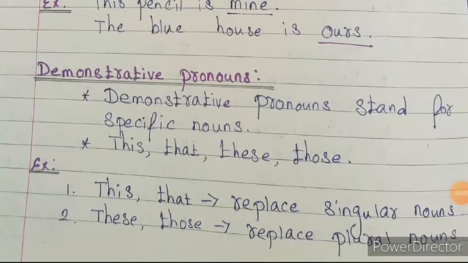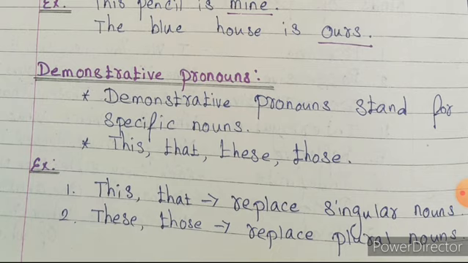The next one is the demonstrative pronouns. Demonstrative pronouns stand for specific nouns. We are pointing out, we are specifying something: this, that, these, and those. This is known as demonstrative pronoun. It stands for specific nouns. It may be a place, animal, or thing, but it stands for specific nouns.